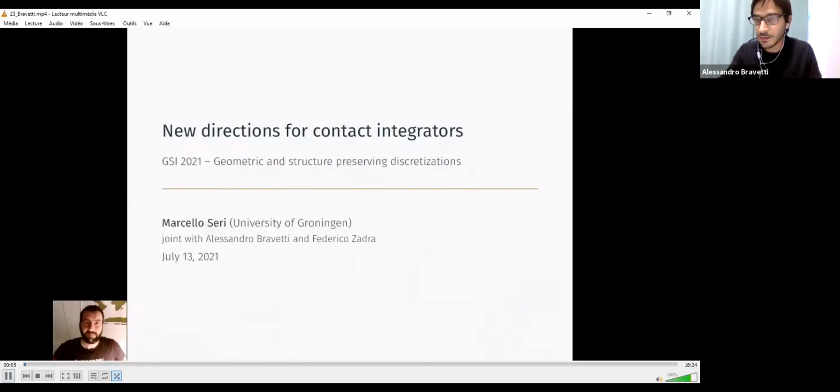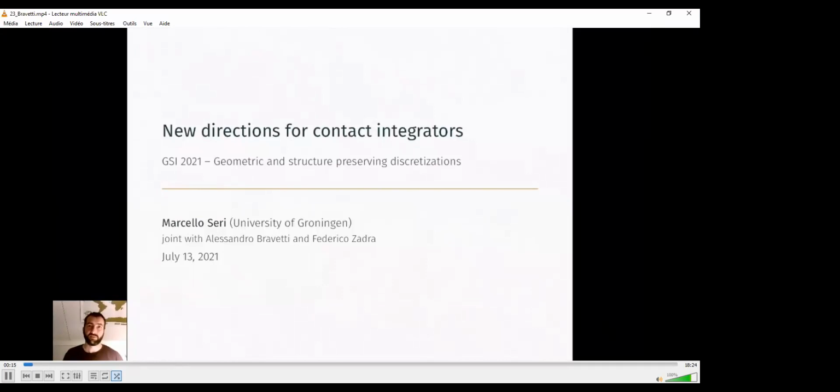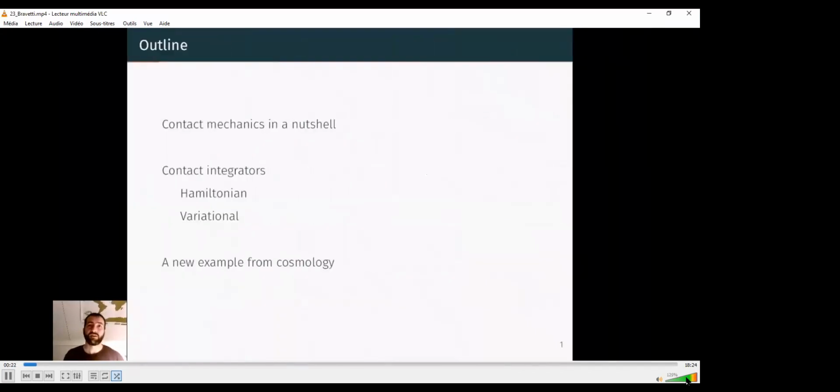Given the time pressure for this talk, I'm going to be very brief and get to the meat as soon as possible. What I'm going to talk about is part of a work that I am doing with Alessandro Bravetti and Federico Zadra. I'm assuming that you already know a lot about contact mechanics, so I will be very brief there. I will just use it to set up some notation. I will briefly discuss what contact integrators, Hamiltonian and variational, look like, and then finally I will discuss a recent example that came from cosmology, in which we study something that is different than usual.